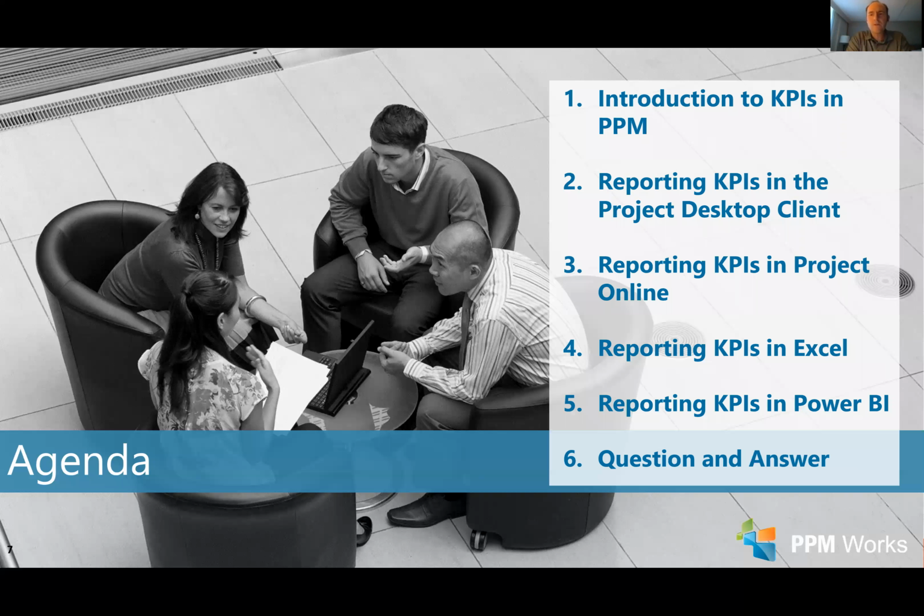So, the agenda: we're going to talk a little bit about what KPIs are and then go through the 4 areas: Project Desktop, Project Online, Excel, and Power BI. All throughout, we're happy to do some question and answer. In fact, particularly in the Excel area, when I have to wait for some of the data to refresh, I'm happy to go and look through the chat to see if there are any questions.